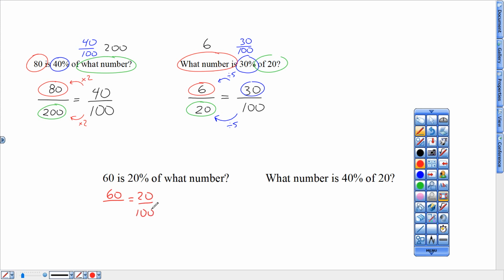What number is 40% of 20? That is, the unknown number is of 20, 40 over 100. You have to know how to set these up. Again, it's always that order. All right, try those on your own. One last set, 2 more words.